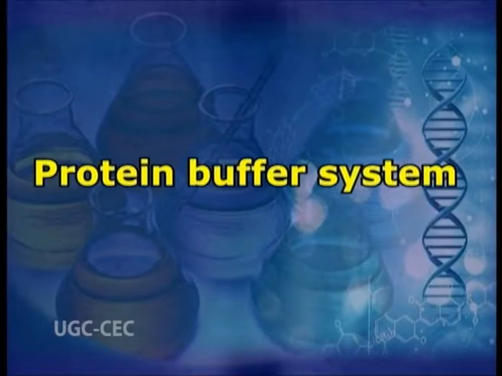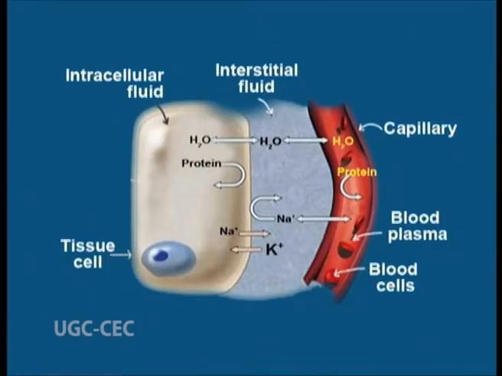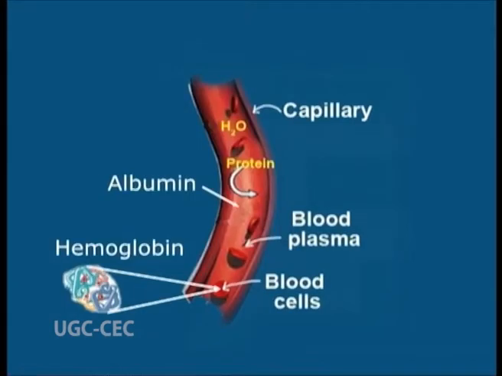Let us discuss the protein buffer system. The protein buffer system is the most common buffer in intracellular fluid and blood plasma. For example, the protein hemoglobin is an especially good buffer within red blood cells, and albumin is the main protein buffer in blood plasma.